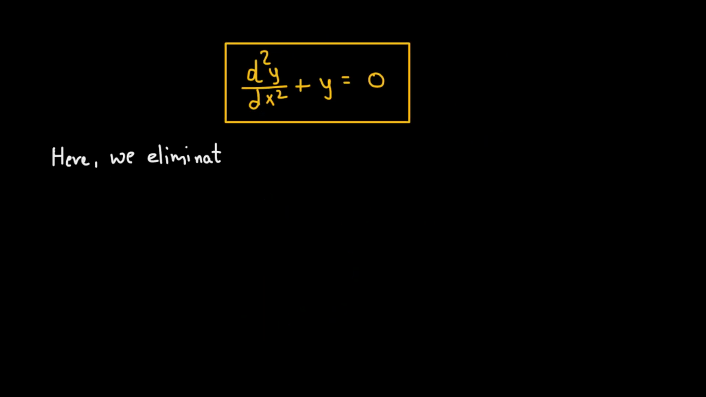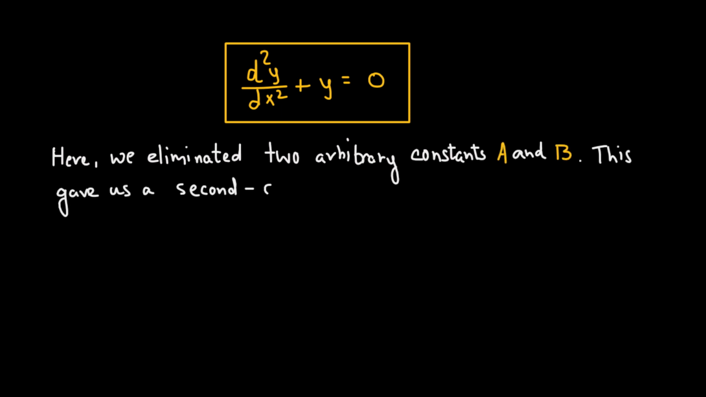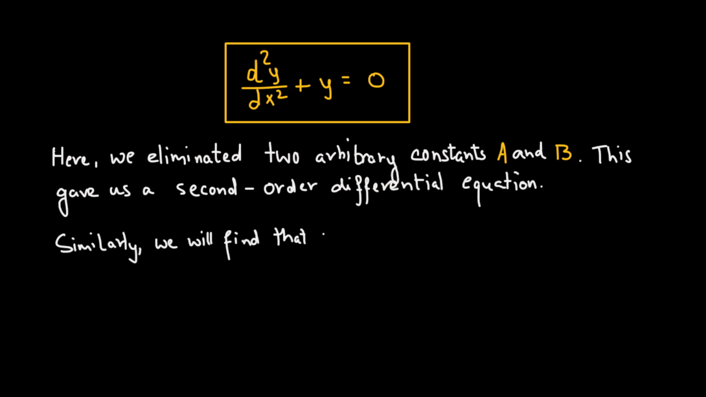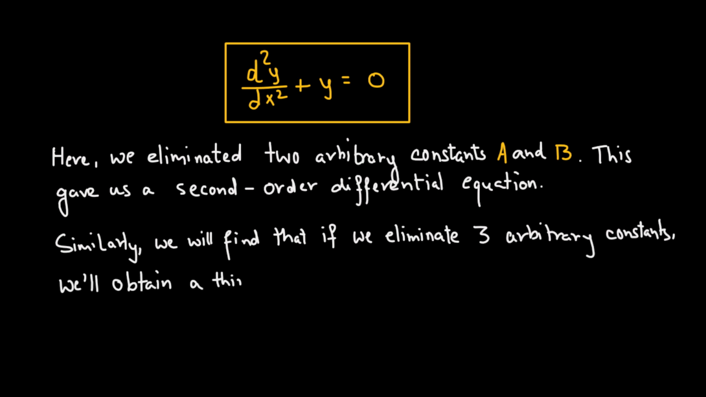Here we eliminated two arbitrary constants a and b. This gave us a second order differential equation. Similarly, we will find that if we eliminate three arbitrary constants, we will obtain a third order differential equation.